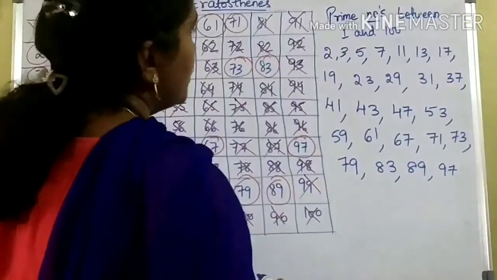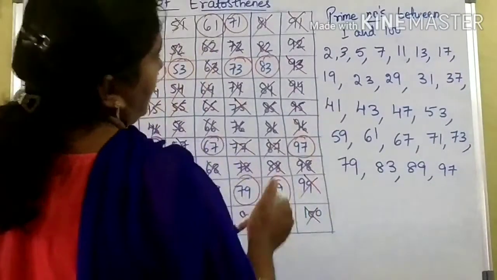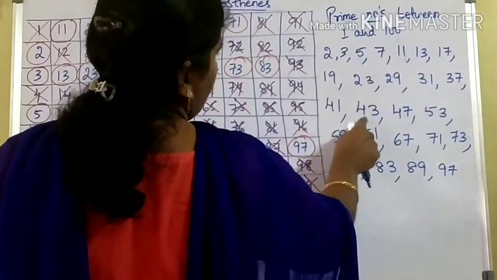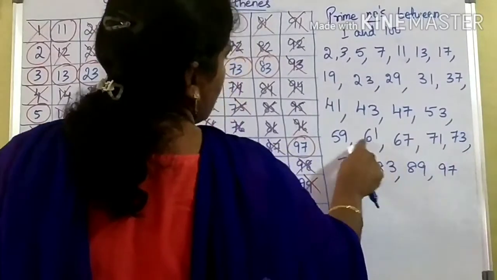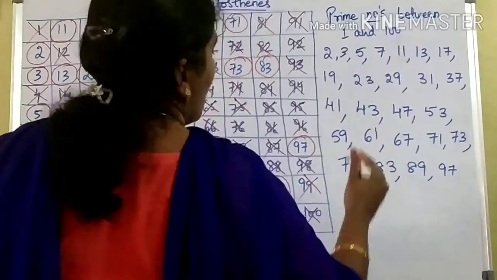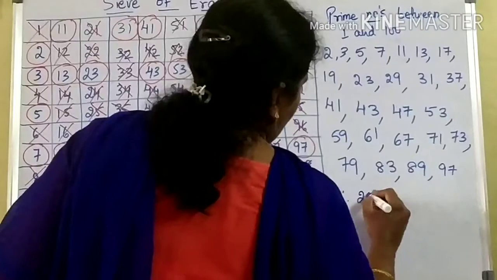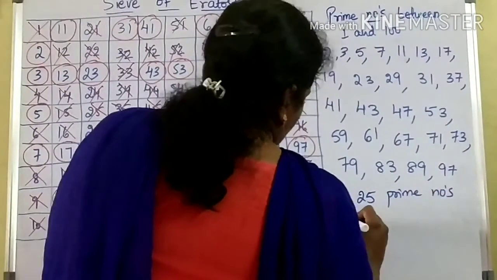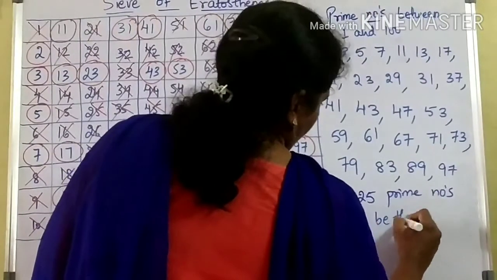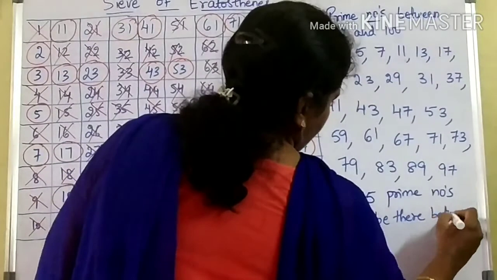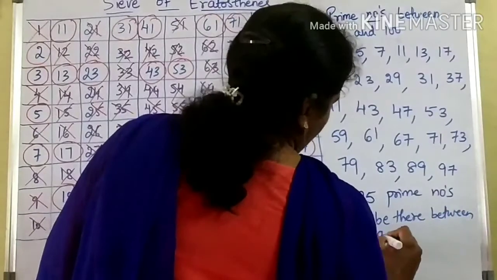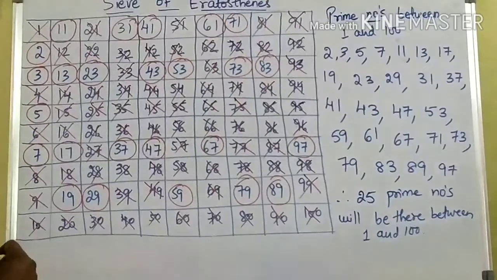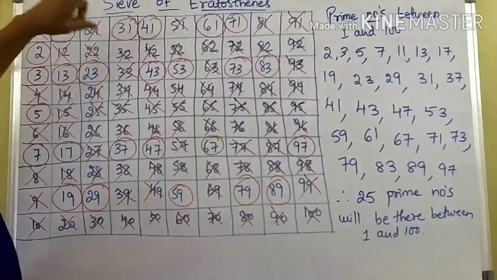If you count all these prime numbers, we will see how many. 1, 2, 3, 4, 5, 6, 7, 8, 9, 10, 11, 12, 13, 14, 15, 16, 17, 18, 19, 20, 21, 22, 23, 24, 25. Therefore, a total of 25 prime numbers will be there between 1 and 100. So this is how we will find the prime numbers. This method was invented by Eratosthenes.